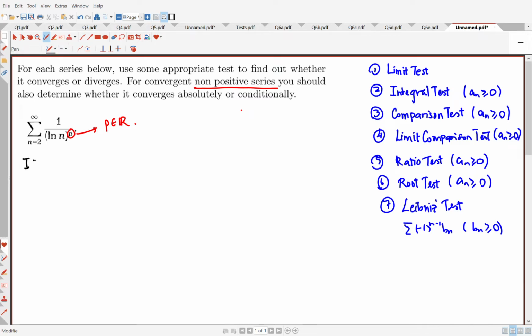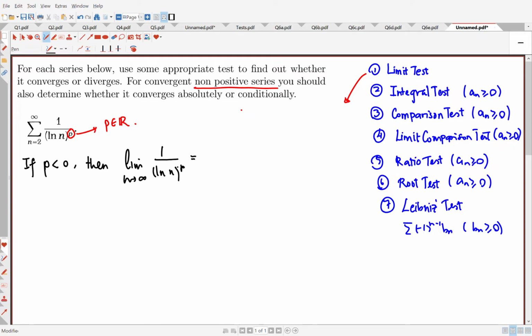Okay, so if P is less than 0, then what happens? If P is less than 0, then what test should we use? Can we use limit test? And actually the answer is yes, because if we use limit test, we'll see that limit n tends to infinity of 1 over ln n power p.